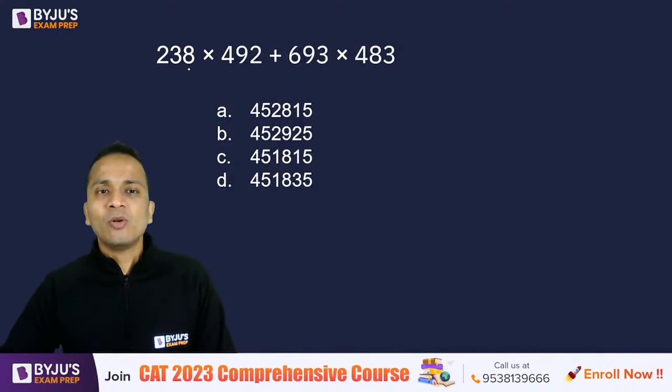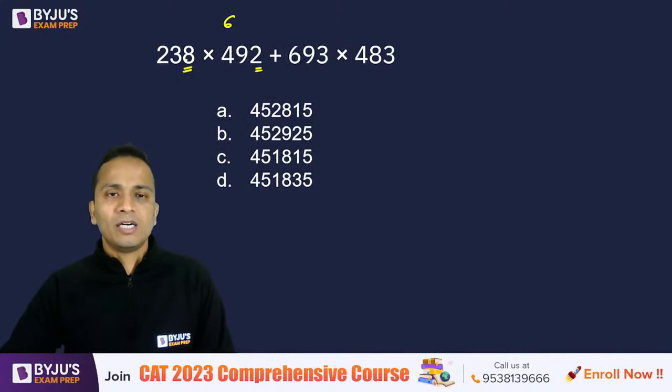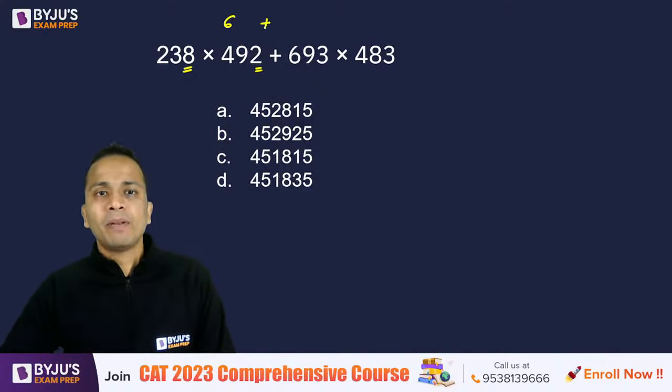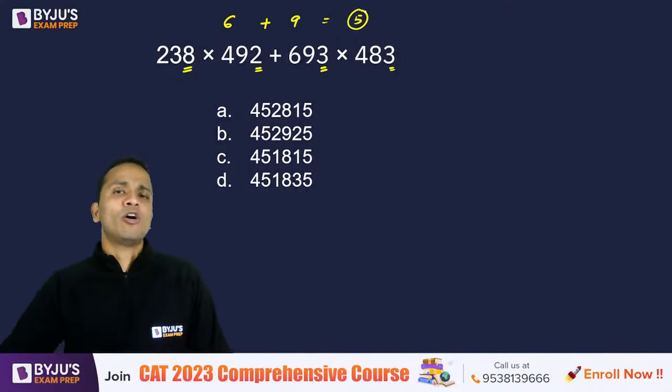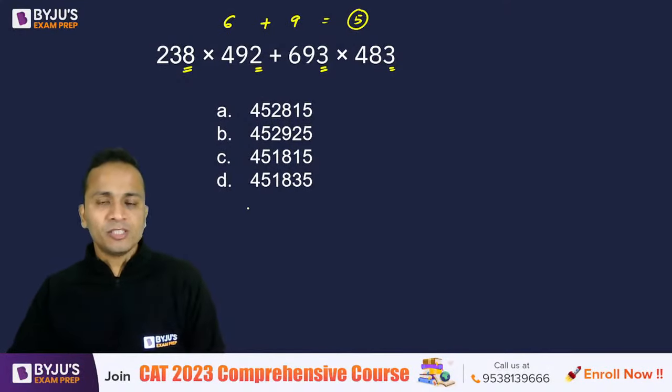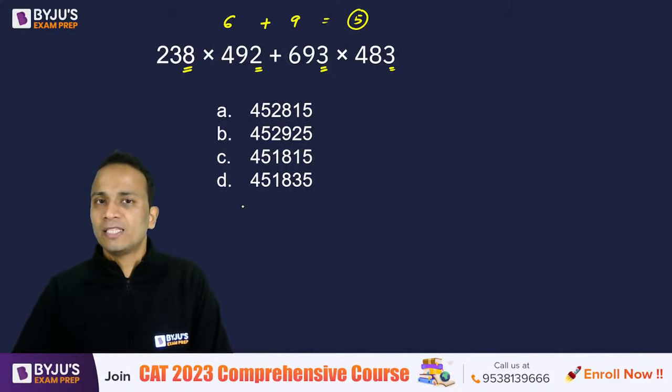So if I calculate the unit digit of this entire result, 8 multiplied by 2 is 16. So 6 will be the unit digit of the first calculation. Then plus sign. And then the unit digit of the second part will be 3 multiplied by 3, that is 9. Now 6 plus 9 is 15. So 5 will be the unit digit of the result. So if among the options, you have options which have different unit digits, or if you have only one option which has a unit digit of 5, you can straight away mark that option as the answer.